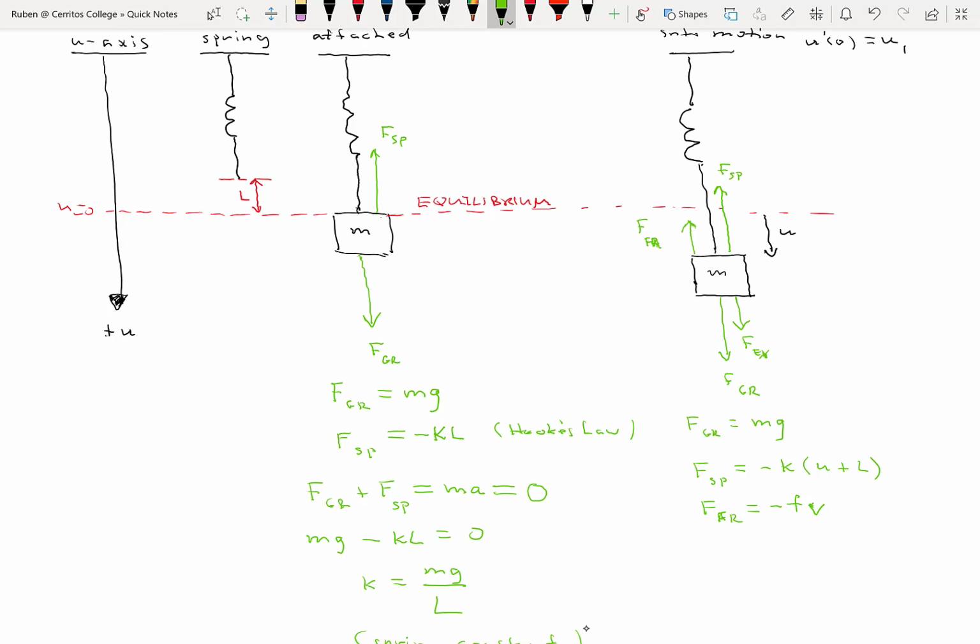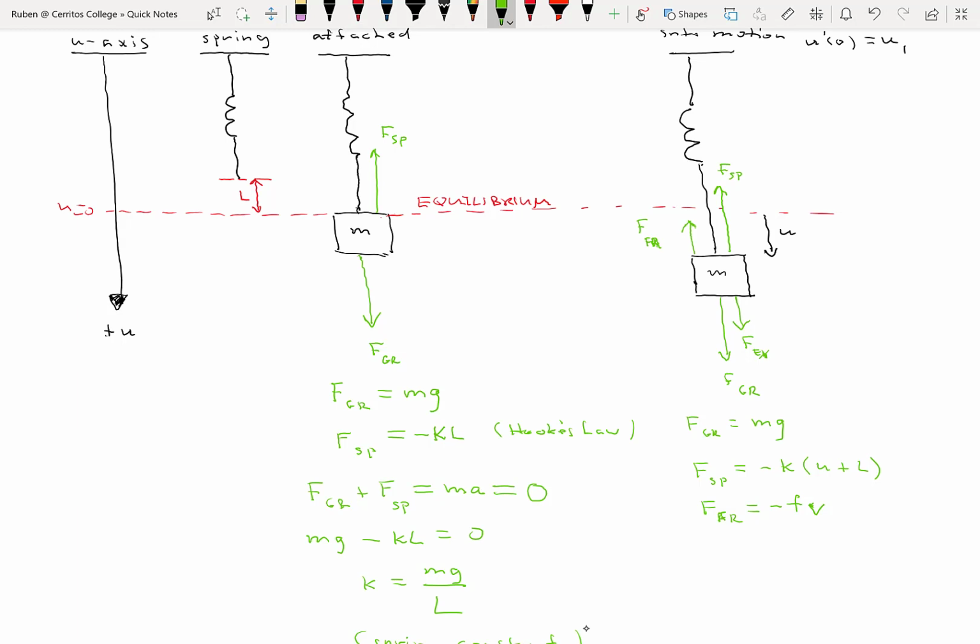Just like the minus in Hooke's law, the frictional force acts in the opposite direction of motion. So if this thing is moving downward, then the velocity will be positive. Remember, calling positive downward, so the frictional force will be negative, and vice versa. If the mass is moving upward, velocity will be negative, and the frictional force will be positive, acting downward. So things work out with the sign this way.